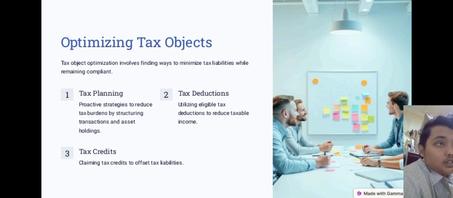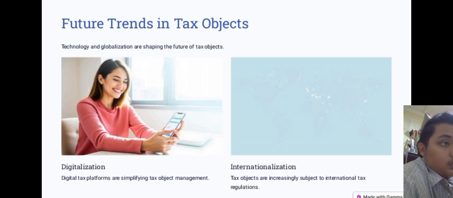Optimizing tax object. Tax object optimization involves finding ways to minimize the liability while remaining compliant. Number one, tax planning: proactive strategy to reduce tax burdens by structuring transactions and asset holdings. Number two, tax deduction: utilizing eligible tax deductions to reduce taxable income. Number three, tax credit: claiming tax credits to offset tax liabilities.